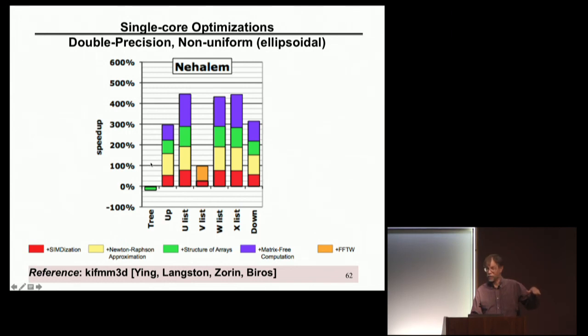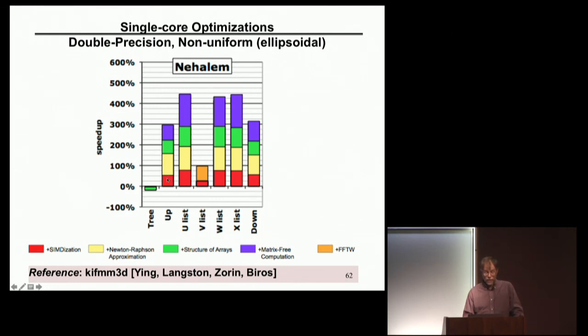100% means you're running twice as fast. 200% means you're running 3 times as fast, 4 times as fast. So up is good. And these are all the different phases of the algorithm. So there's building the tree. There's going from the leaves to the root, that's going up. And then there's all these other tree traversals, which I won't go into the details of, and these are just names of different data structures in the algorithm. And then finally there's going from the top of the tree down to the bottom to actually evaluate the forces.